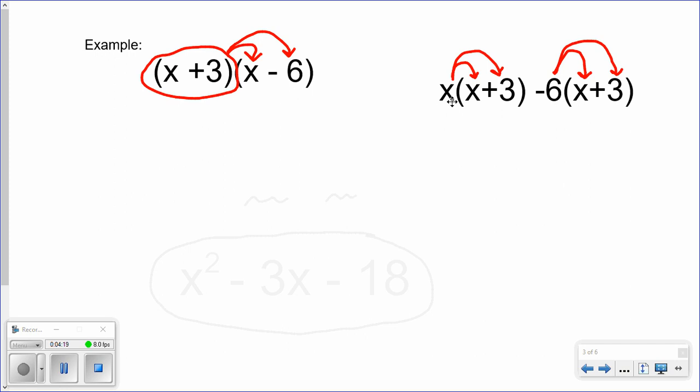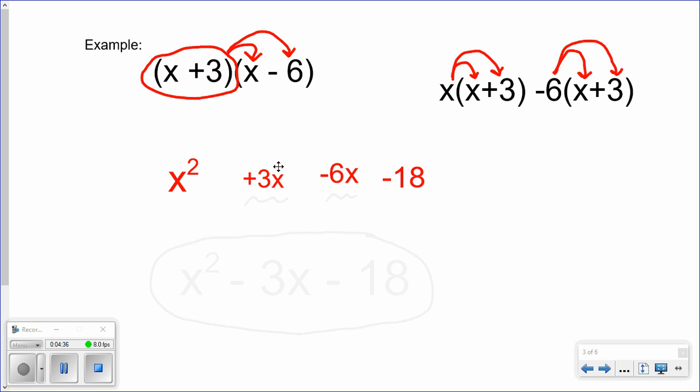So now I just go ahead and multiply it. X times x gives me x squared. X times 3 gives me 3x. Negative 6 times x gives me negative 6x. And negative 6 times 3 gives me negative 18. Okay, so these are the results I get when I do distributive property.